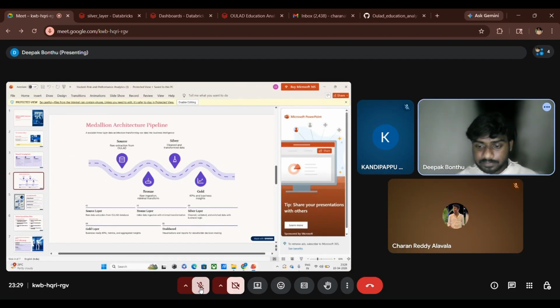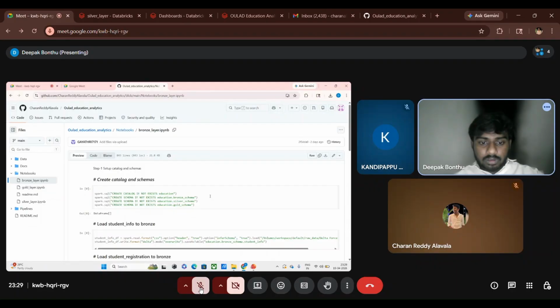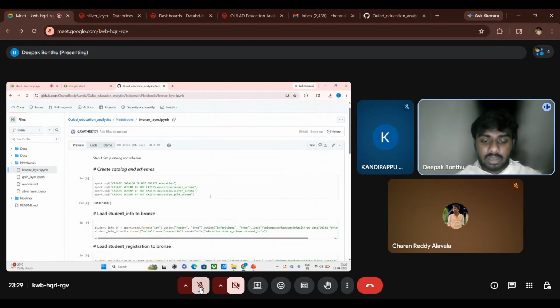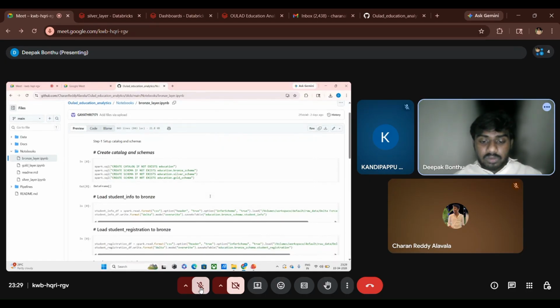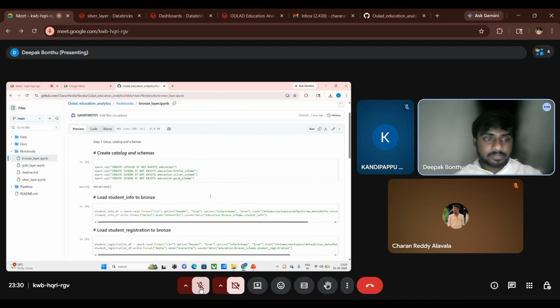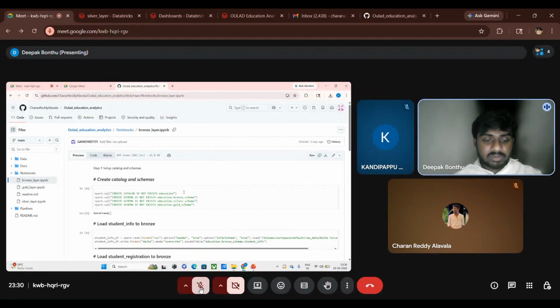In the bronze layer, we handle data ingestion. We imported the raw CSV datasets into Databricks. The data includes students' information, course details, assessment records, and VLE interactions. At this stage, no transformations were applied, so the original data remains unchanged. We store the data as Delta tables for better scalability and reliability. This layer ensures we always have a raw data backup. And the next layer is the silver layer.